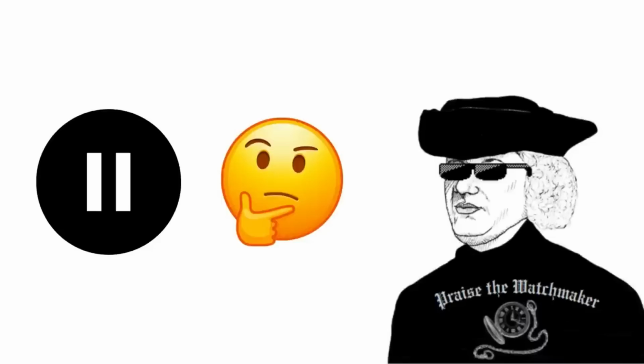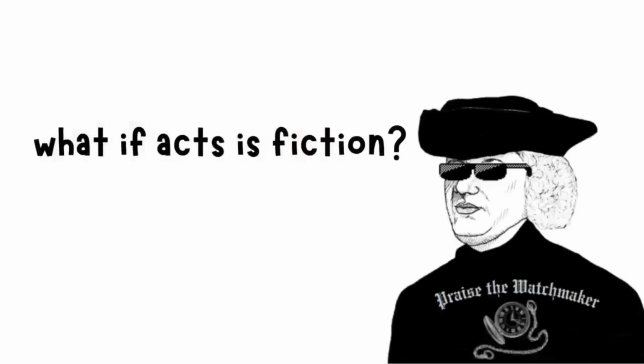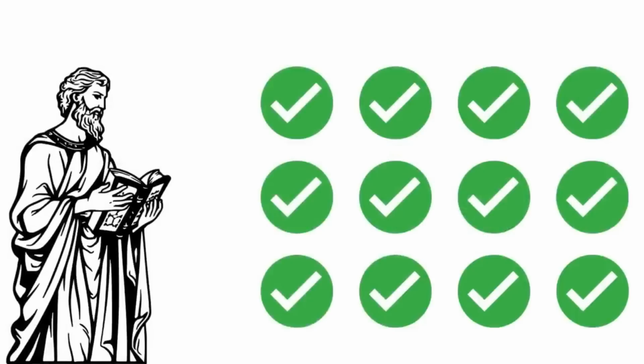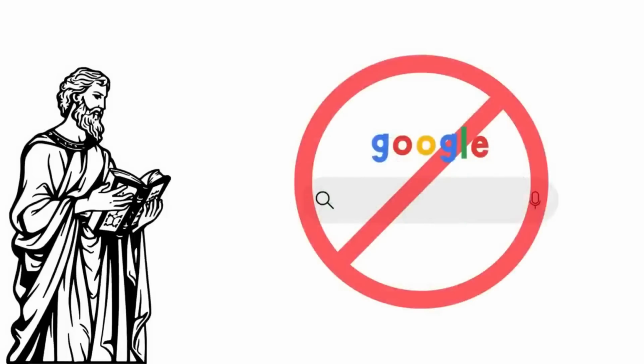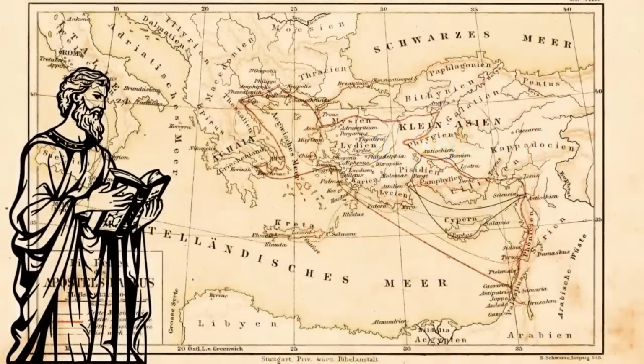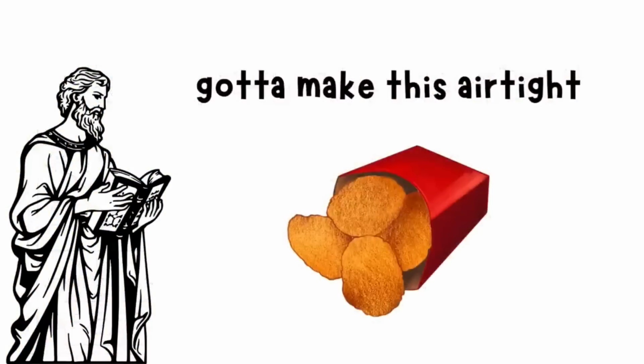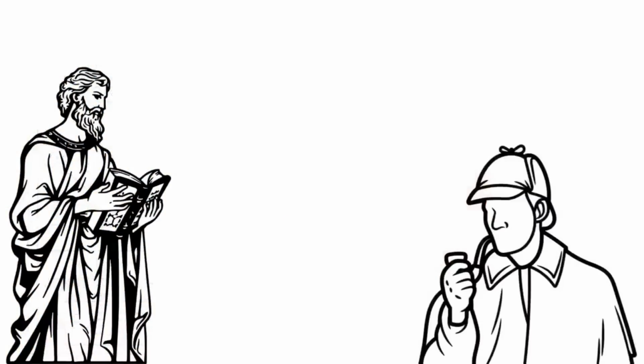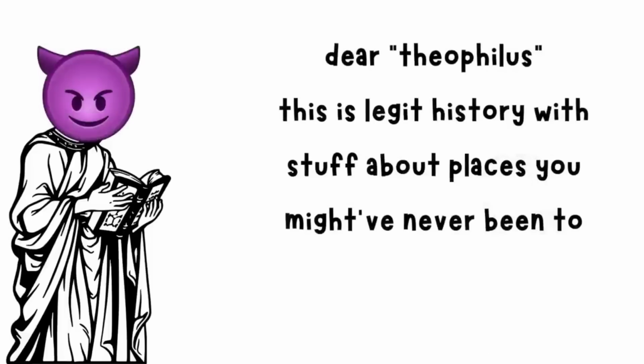Alright, so let's pause and really think about this for just a second. What if we entertain this skeptic's idea that Acts is just a work of fiction? Picture this. The author somehow manages to gather all these super obscure details. And again, no Google, no Wikipedia, nada. Then they decide to spin this wild tale about Paul's travels, casually throwing in these random little historical nuggets everywhere. It's like they're creating a whole new genre of fiction that didn't even exist back then. And to top it off, they try to pass off this book as real history.